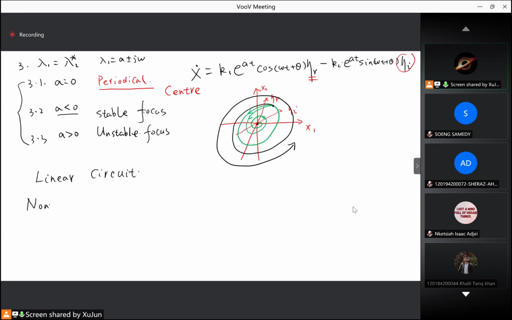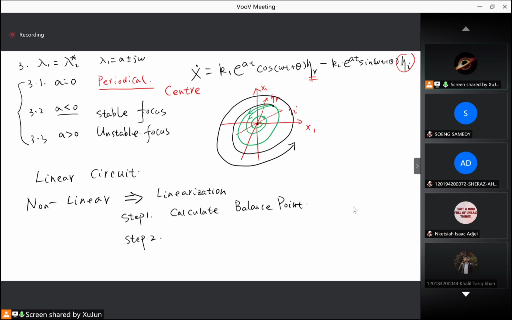When we discuss the nonlinear circuit, we linearize it at first. How to linearize it? Step 1: find the balance point, calculate the balance point. And step 2.